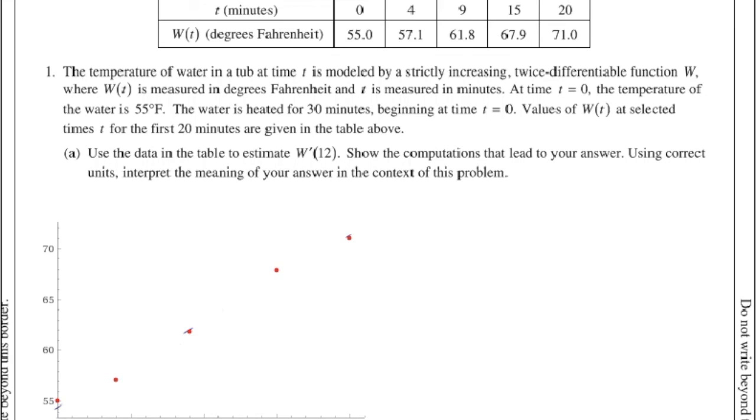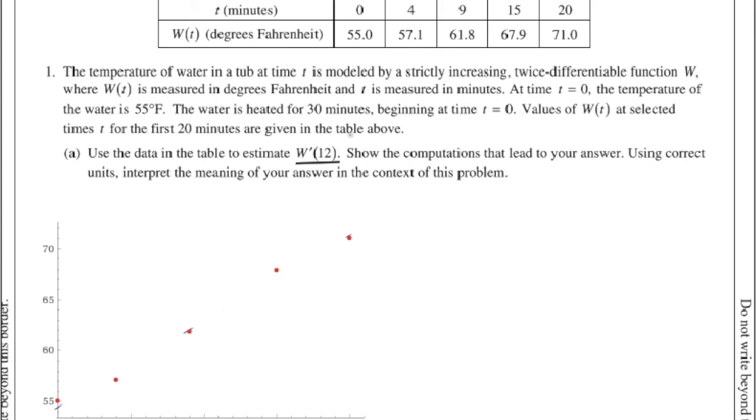So part A, use the data in the table to estimate w prime of 12. Show the computations that led to your answer using correct units. Interpret the meaning of your answer in the context of this problem. Okay, so w prime of 12. That is going to be our first derivative. The problem here, though, is that we don't have the actual function itself, so we can't just directly take a derivative. We're going to have to do an estimate.